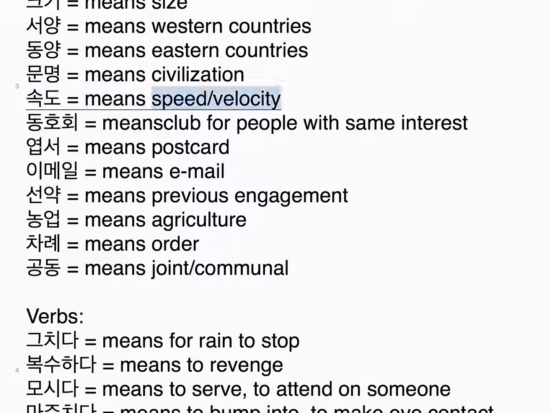속도, means speed, velocity. 동호회, means club for people with the same interest. 엽서, means postcard. 이메일, means email. 선약, means previous engagement. 농업, means agriculture. 차례, means order. 공동, means joint, communal.